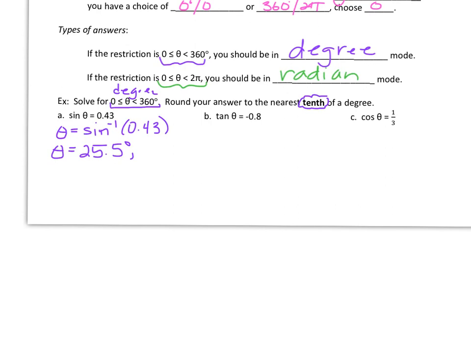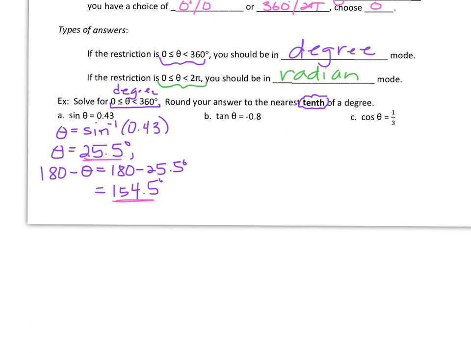Now that's just one of two possible solutions for sine. Because sine is positive in quadrants 1 and 2, to get our other answer, we're simply going to do 180 minus that. So that means we're going to do 180 minus 25.5. So on your calculator, you don't have to do anything with sine inverse now. 180 minus 25.5 is 154.5. And both of those answers are between 0 and 360. So therefore, here's one answer and our second possible answer for theta.